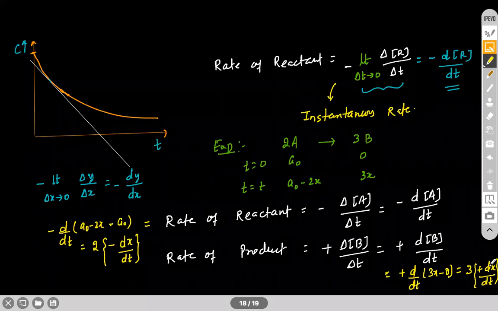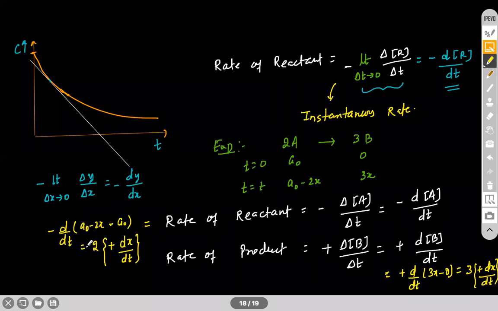No? No, sir. Okay. Now you see this expression. Minus dx by dt is equal to half of minus dA by dt. Minus and minus will get plus here, no? Minus minus becomes plus. So dx by dt is half of minus dA by dt. And from this, dx by dt is 1 by 3 of dB by dt.